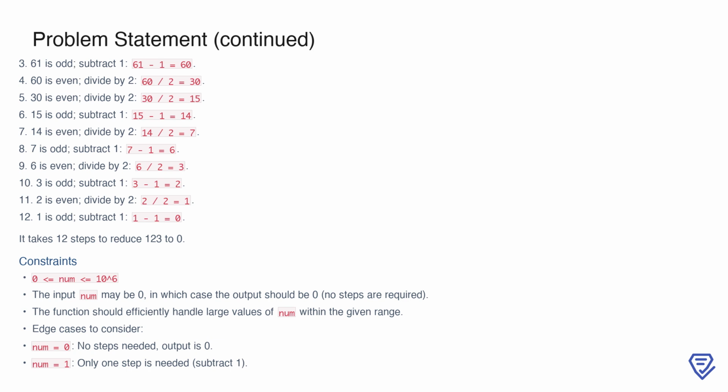From there, 7 is odd, so we subtract 1 to get 6. Since 6 is even, we divide it by 2 to get 3. Next, 3 is odd, so we subtract 1 to get 2. Then, 2 is even, so we divide it by 2 to get 1. Finally, 1 is odd, so we subtract 1 to reach 0. This entire process involves 12 steps to reduce 123 to 0.